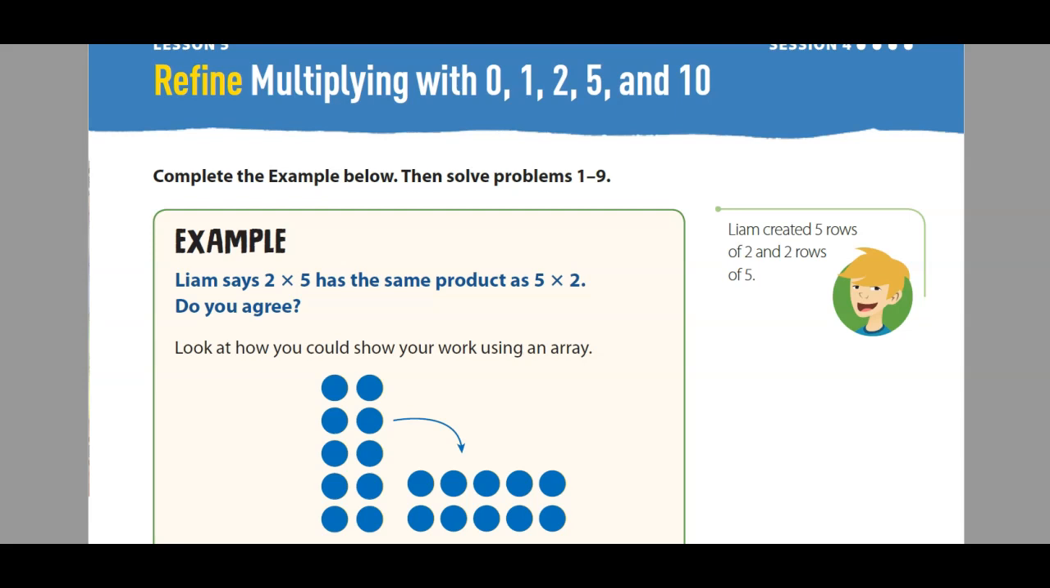So we're doing multiplying with zeros, 1s, 2s, 5s, and 10s. Just for review, any number multiplied by 0 is 0. And any number multiplied by 1 is that number, right? For like 1 times 9 would be 9. And if I multiply by 2s, I'm just doubling the other factor, okay? And 5s, I could skip count by 5s, and obviously 10s.